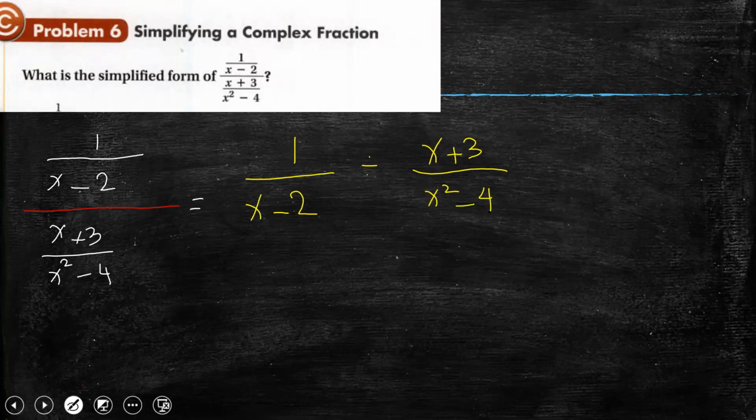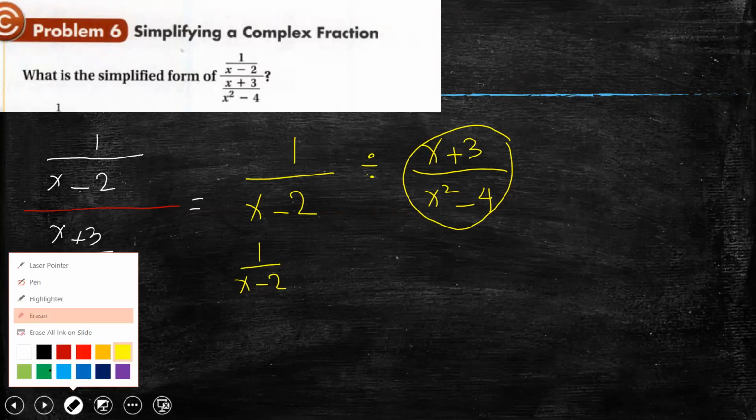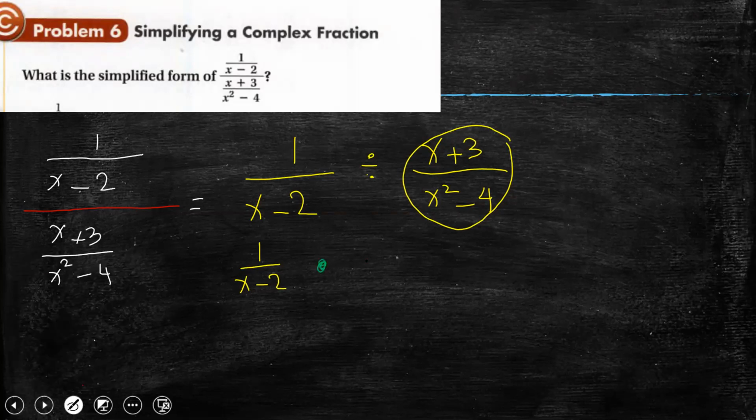You say that the numerator is divided by the denominator. Then after that, let's continue. We have to keep the first one as it is, change the division to multiplication, and write the reciprocal of the second fraction. What is the reciprocal of the second fraction here? It is x plus 3 over x squared minus 4.